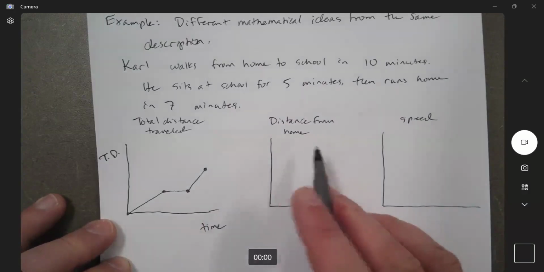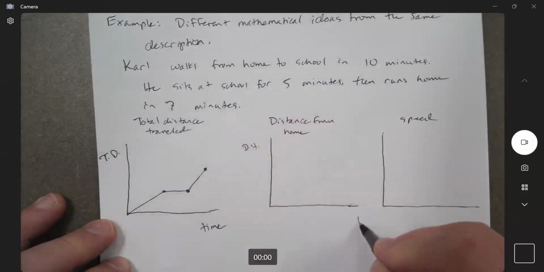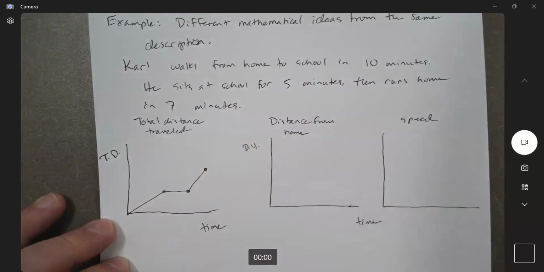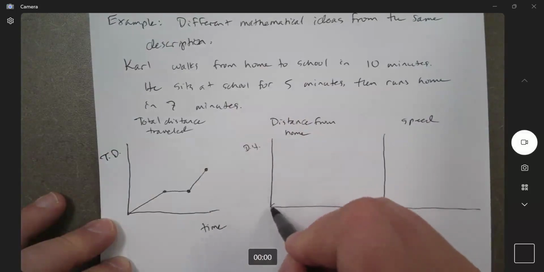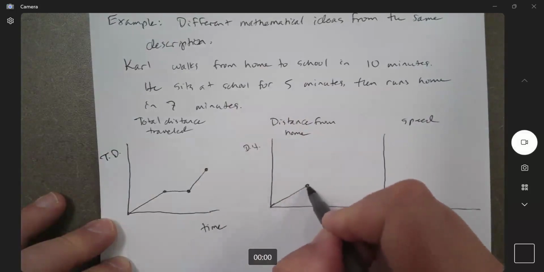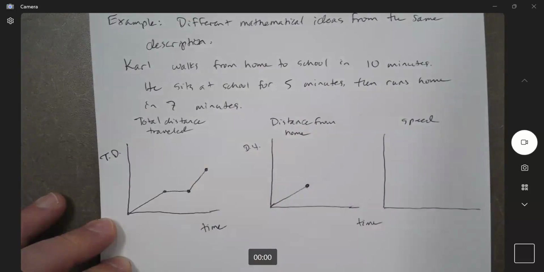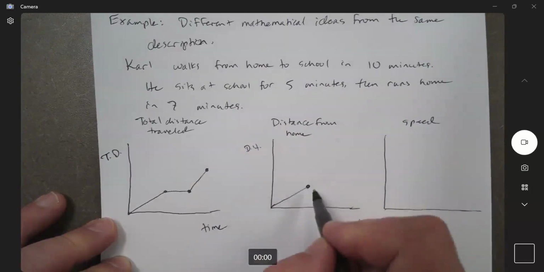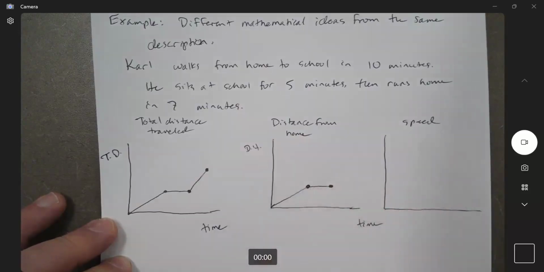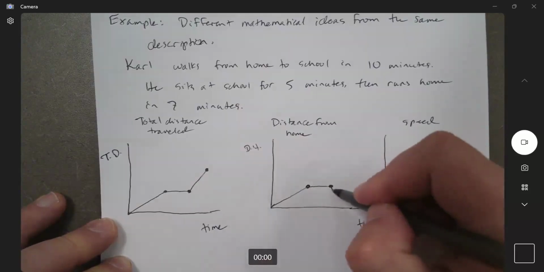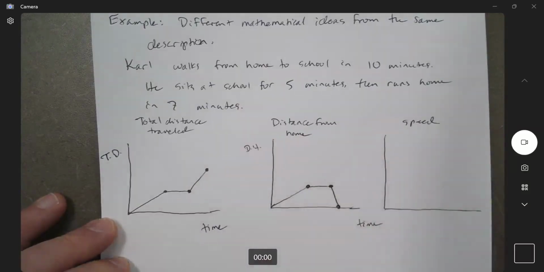Well, let's consider now distance from home over the same amount of time. At the beginning, as Carl's walking from home to school, he's getting farther from home, so it's going to look the exact same. And then the whole time Carl's at school, is his distance from home changing? No, so it's going to stay the same. But what about when Carl runs home? What's going to happen to his distance? It's actually going to go down. Slightly different graphs because they're representing different mathematical ideas.